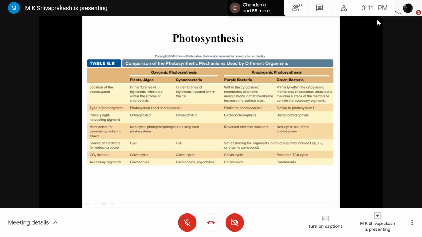Then the carbon fixation, how the carbon is fixed, because these photosynthetic bacteria are also carbon fixing. They use the Calvin cycle in both oxygenic photosynthetic bacteria and purple sulfur bacteria, and the reverse TCA cycle in green sulfur bacteria. So the accessory pigments in these organisms: the higher algae and the cyanobacteria possess both phycobiliproteins and carotenes, whereas purple and green sulfur bacteria do possess carotenoids.